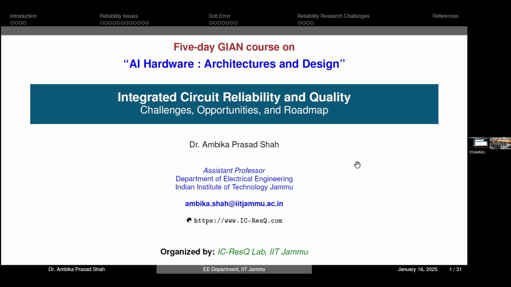For any kind of system, whether it is AI hardware or any kind of SoC you are making, maintaining the reliability of the chip is equally important. So security and reliability are both important things. That was one of the motivations for my lab name, IC Rescue: reliability, security, and quality. Security we already completed yesterday, so I have removed it from here. Today we will be discussing reliability and quality. So Rescue will be done today.